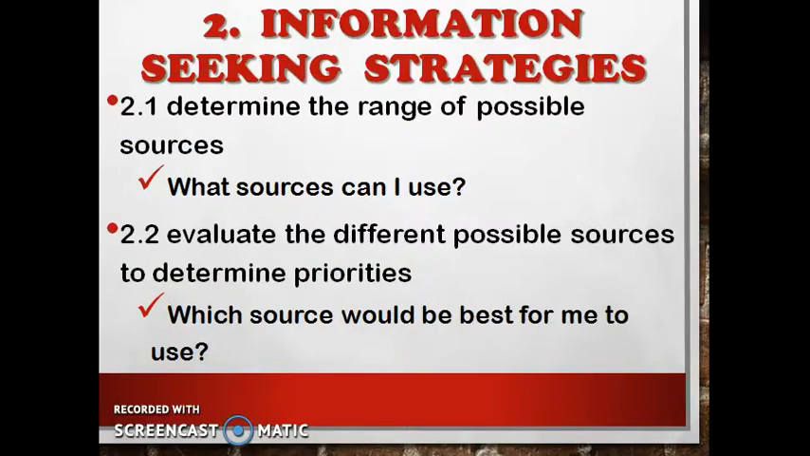Step 2, information seeking strategies. Now you're going to determine all possible sources, or where can you find the information. Types of sources can be like newspaper articles, magazine articles, books, maps, credible websites. So can you think of any more sources? Next, evaluate the different possible sources to determine priorities. Select the best sources for your project. So which source would be the best for me to use? So think about these questions in step 2.